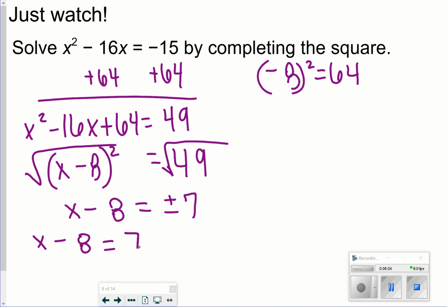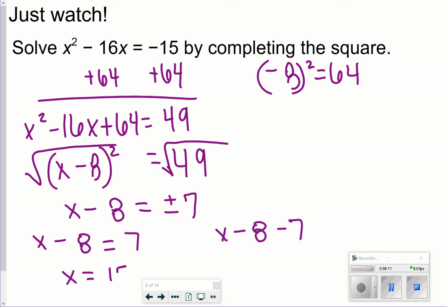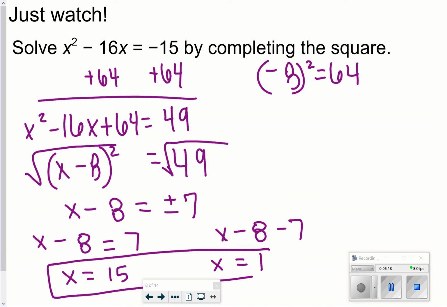So x minus 8 is equal to 7, x minus 8 is equal to negative 7. And then I'll just solve. Over here, x is equal to 15, and over here, x is equal to 1. So these would be my two solutions for these.